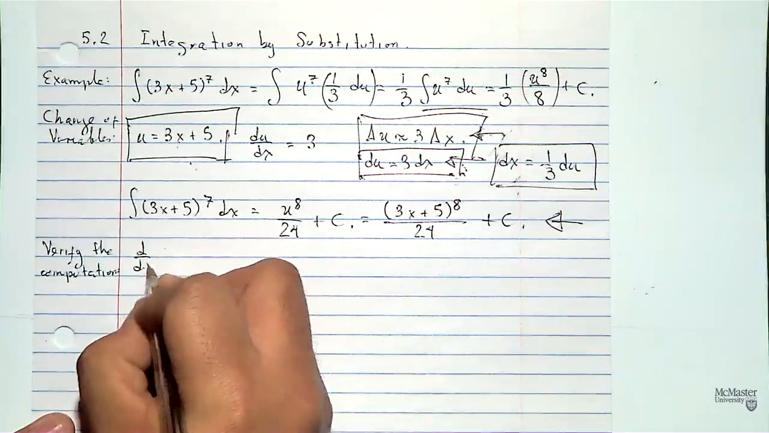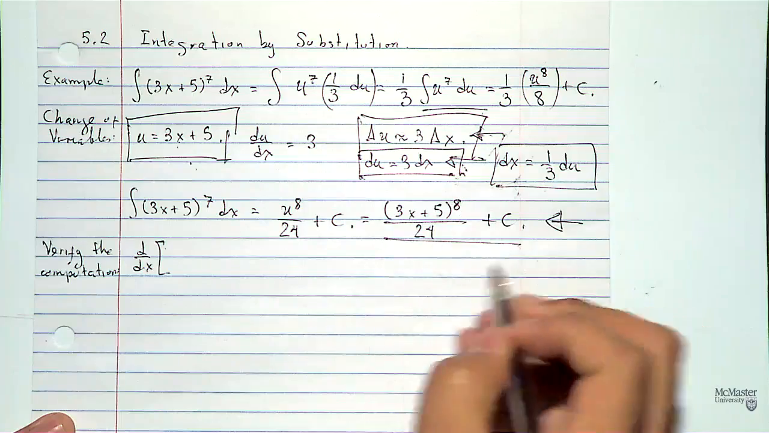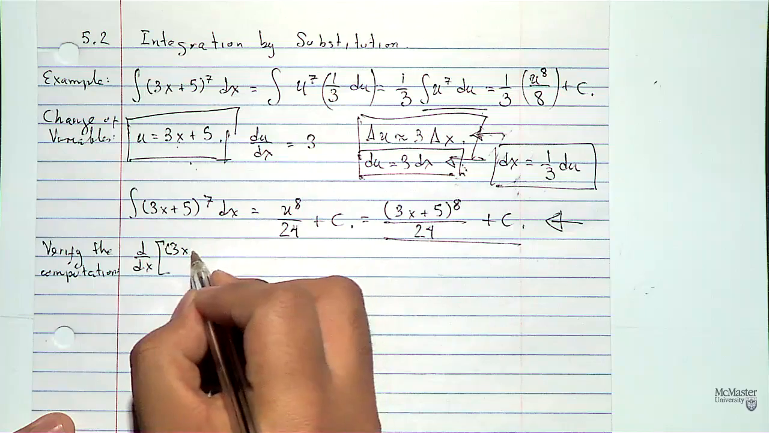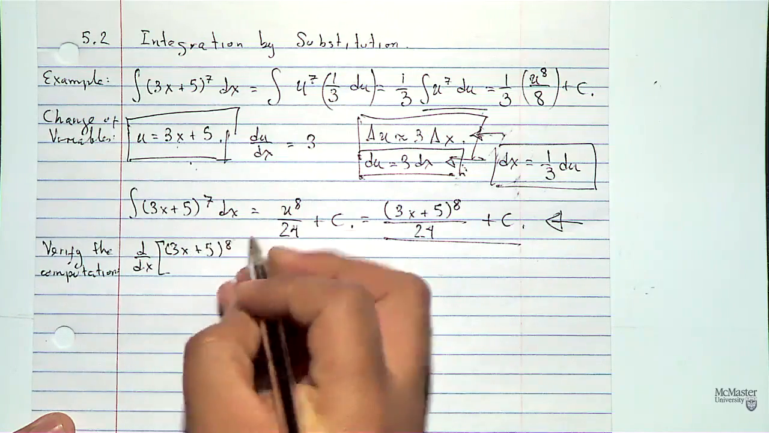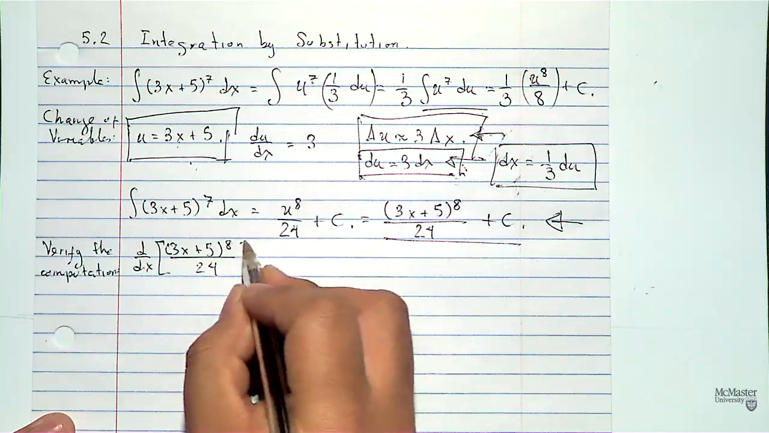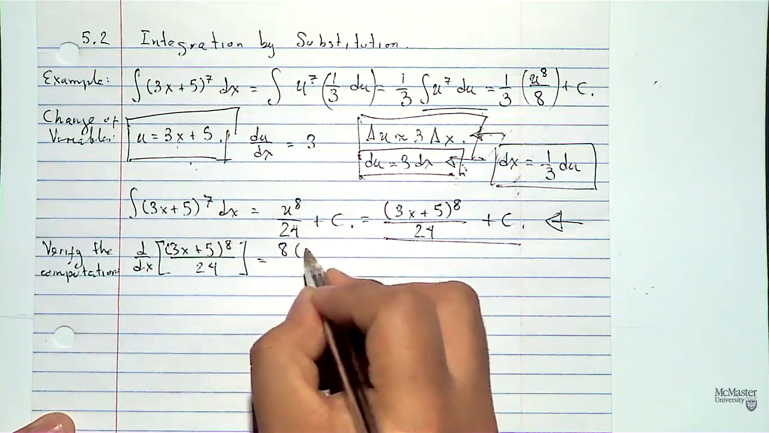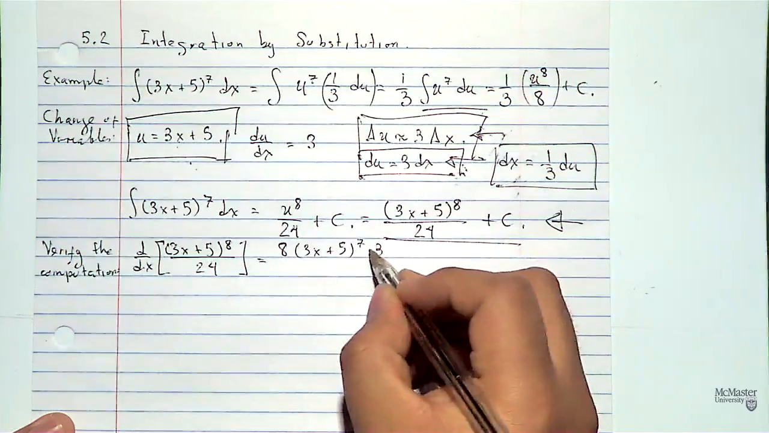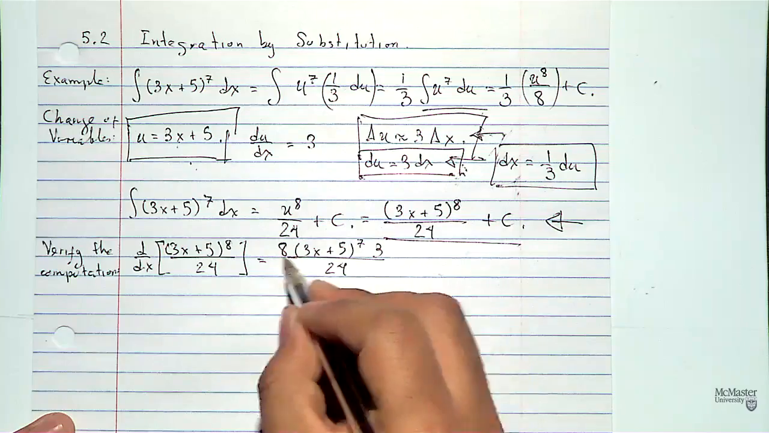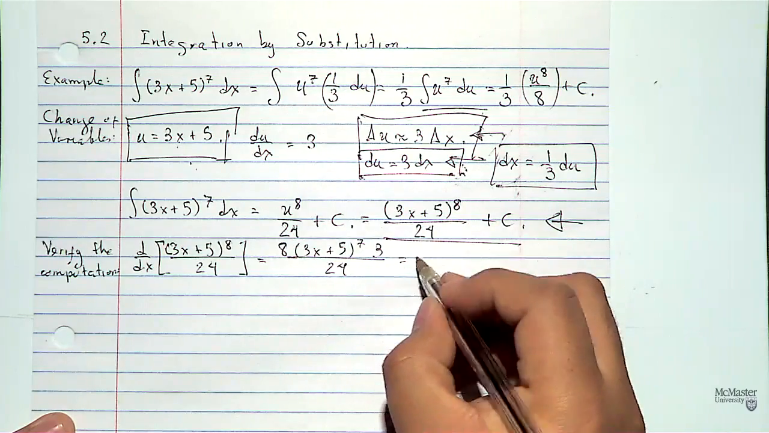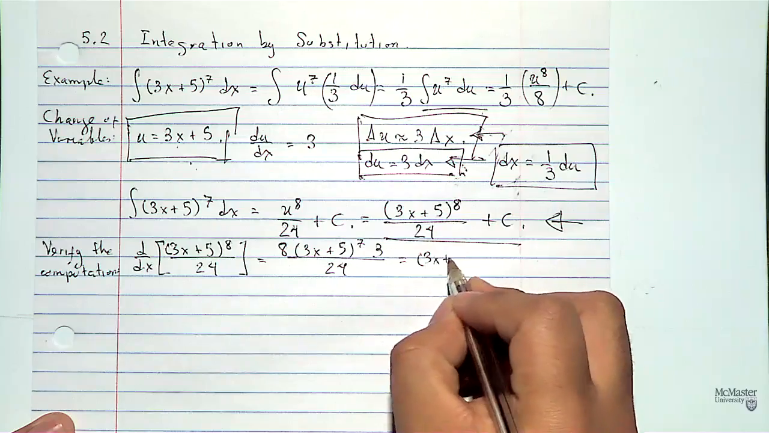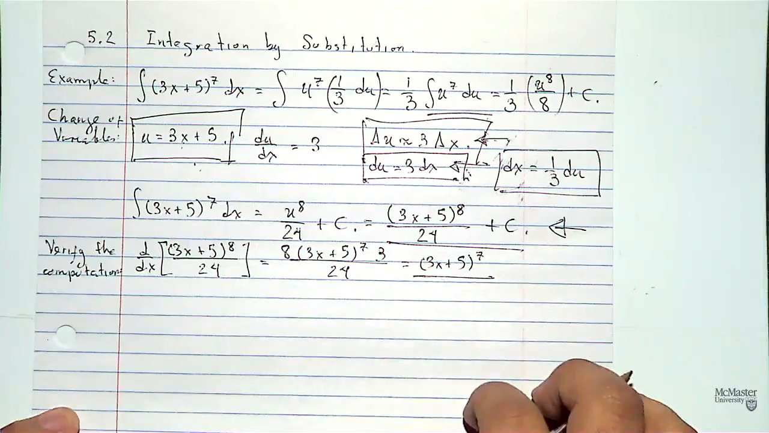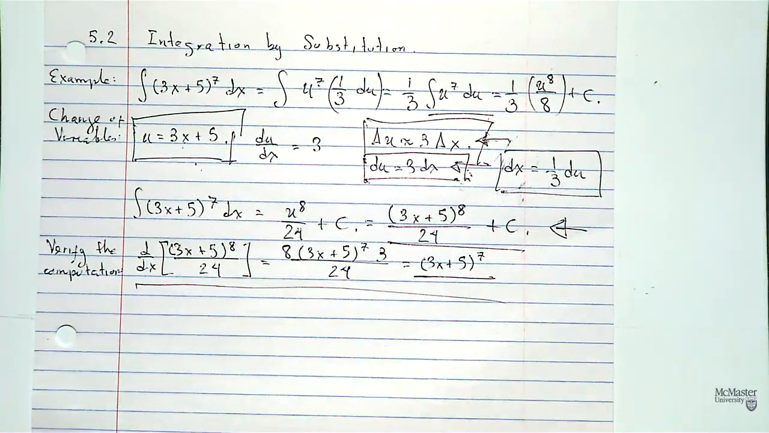I would take the derivative with respect to x of this object, (3x plus 5) to the 8th power divided by 24. So you have 8 times (3x plus 5) to the 7th power, times the derivative of the inside, which is 3, divided by 24. 8 times 3 is 24. So you have (3x plus 5) to the 7th power. I didn't include the constant because its derivative would be 0.